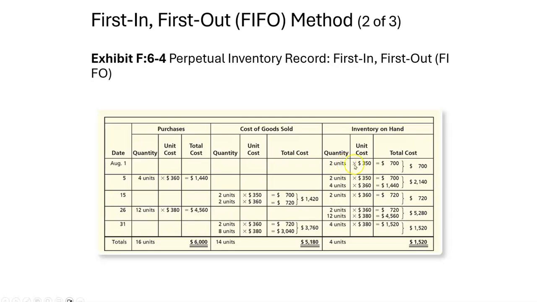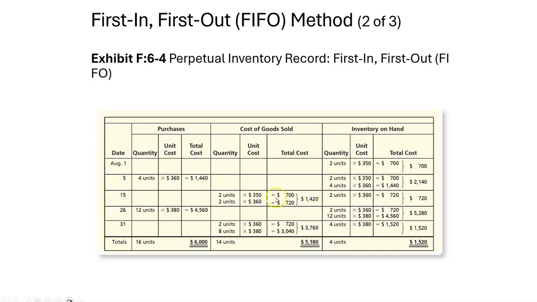So we start off with 2 units at $350 a piece for a total of $700. Then we purchased 4 more units at $360 a piece for a total of $1,440. Every time we make a purchase, we bring down our old inventory. So we brought down our old inventory of 2 units at $350, that's for $700, and we have 4 more units at $360 for $1,440, for a total of $2,140. Keep thinking of these separately. We don't have 6 units. We have 2 units at $350 and 4 units at $360.